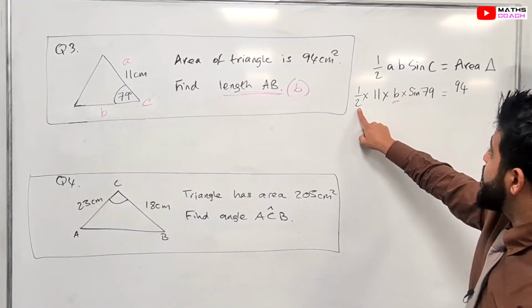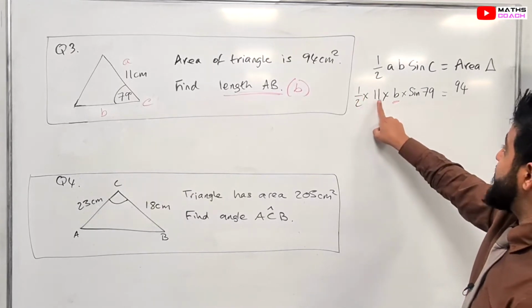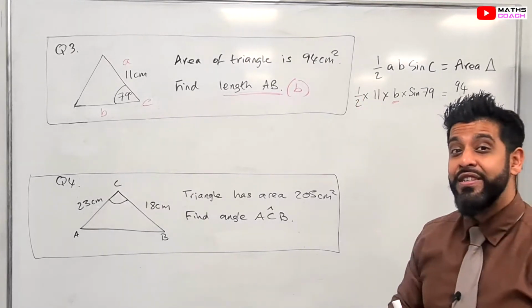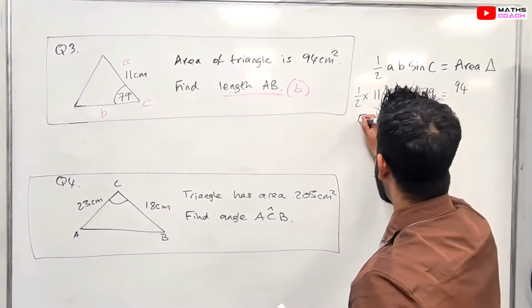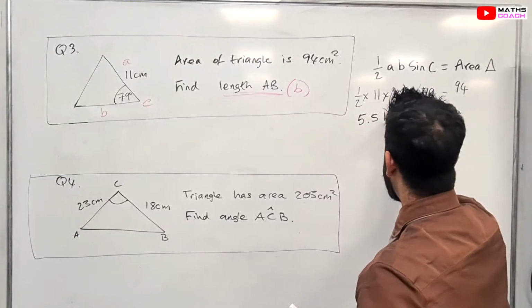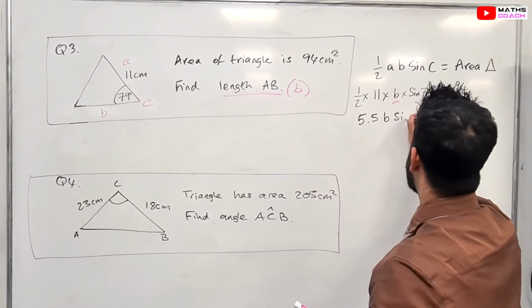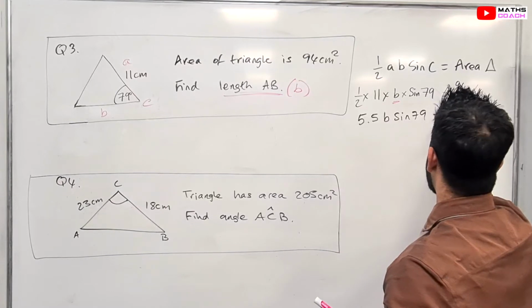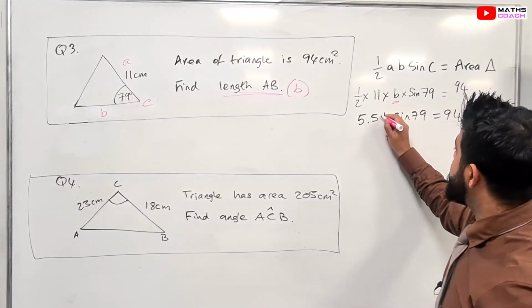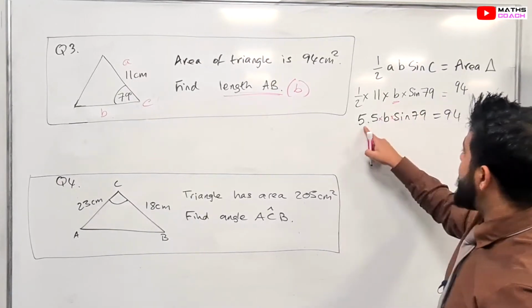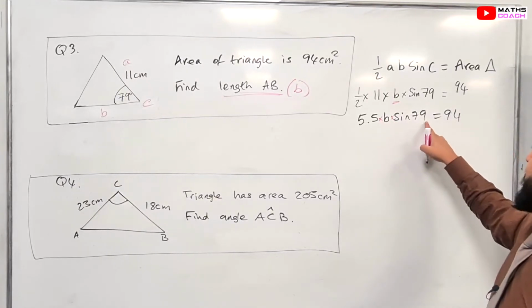The first thing we can do, if you want to, is half times 11. So half times 11 is 5.5. So you could write 5.5 B sine 79 is equal to 94. And remember, all of this is being multiplied, so you're doing 5.5 times by B times by sine 79.